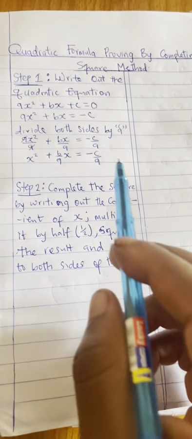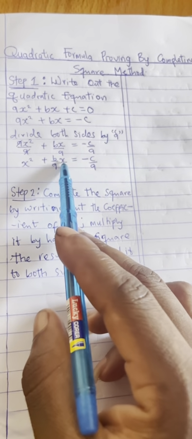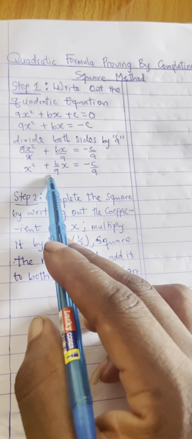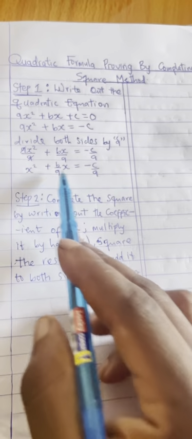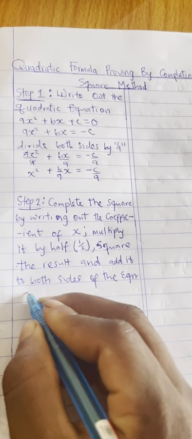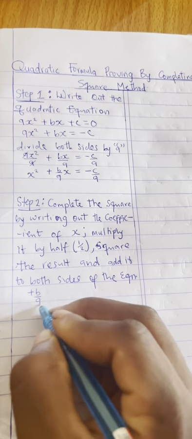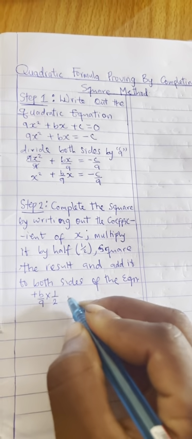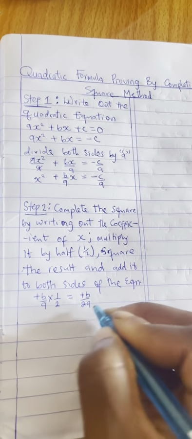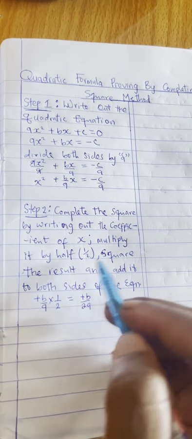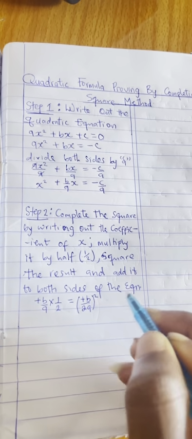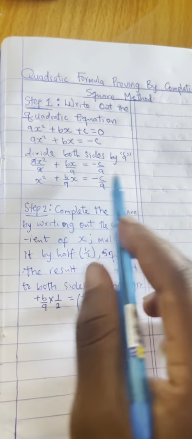So guys, you have to know that the coefficient of x is plus b over a. I will then multiply it by 1 over 2. So I'm going to get plus b over a multiplied by 1 over 2, that would be plus b over 2a. After I've done that, I will then square the result, everything like this, and add it to both sides of this equation.